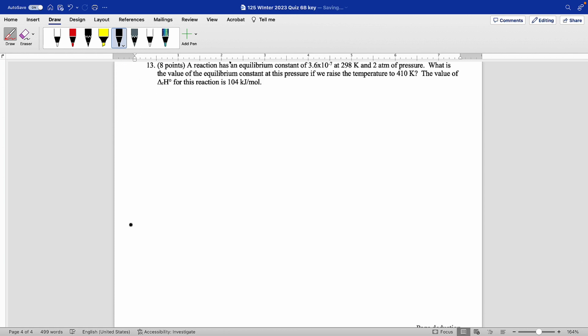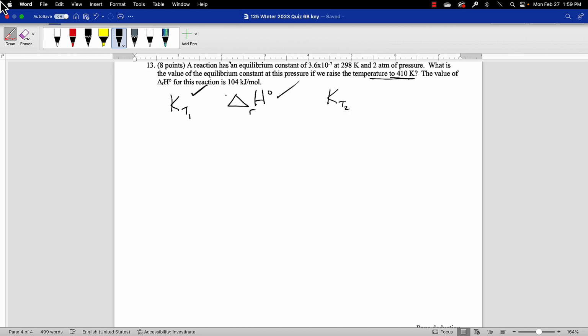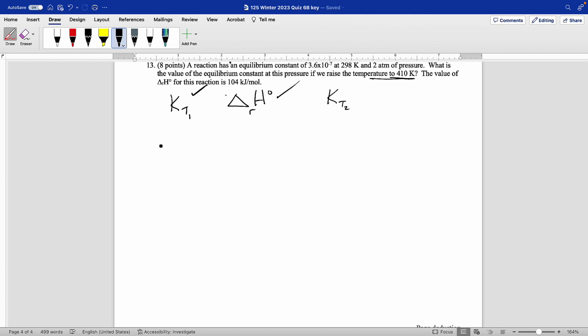Number 13, we have an equilibrium constant at a specific temperature, so you could say we have K at T1. We also have delta H for the reaction. And we want to find K at some new temperature. So we're going to raise the temperature, right? So you want to find K at T2. All right, so the tool we need is the Van 't Hoff equation.